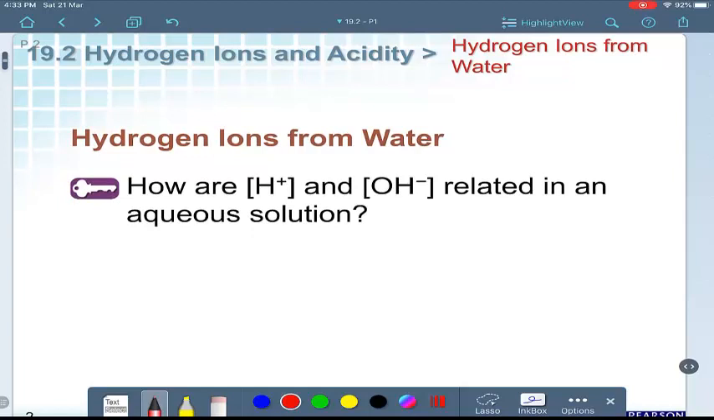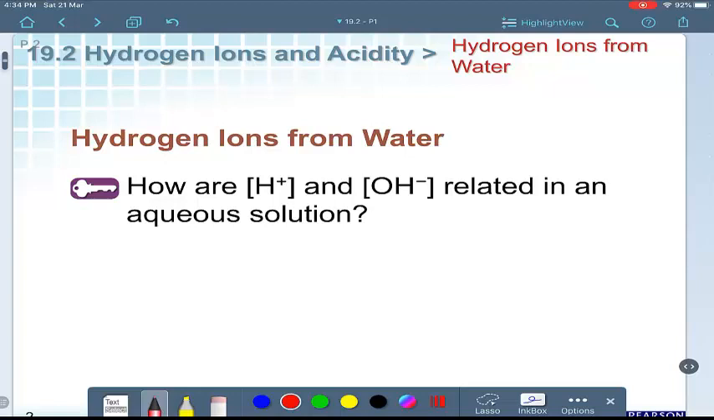Today we are going to study the second lesson, which is hydrogen ions and acidity. You remember when we studied the meaning of acid and base according to three theories. The last one, which was Lewis theory, was the general one. It can explain any ion or molecule, whether it is an acid or base.